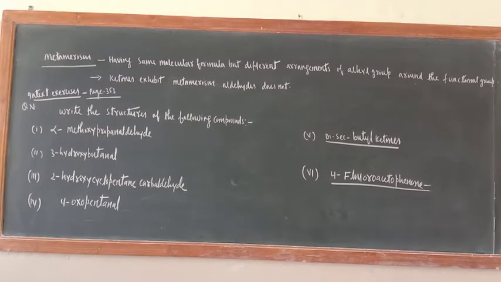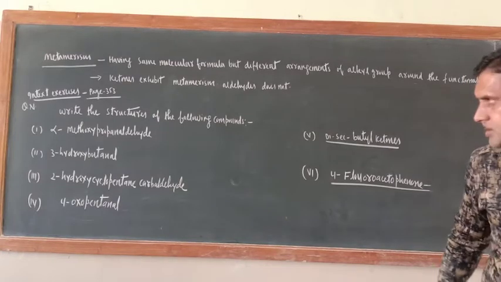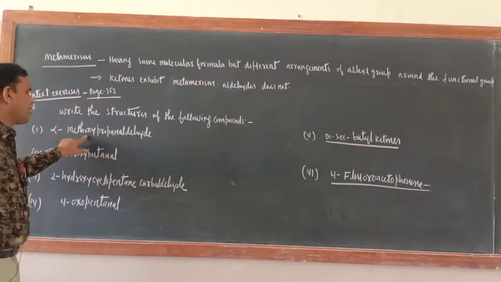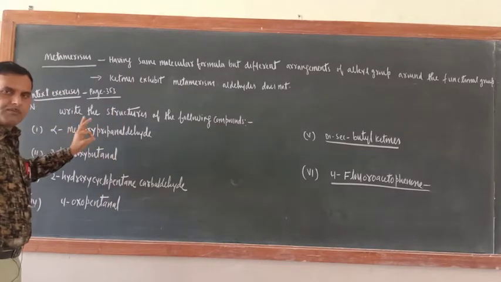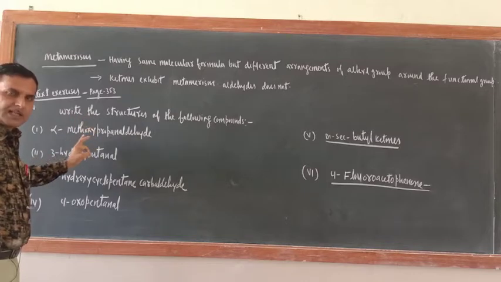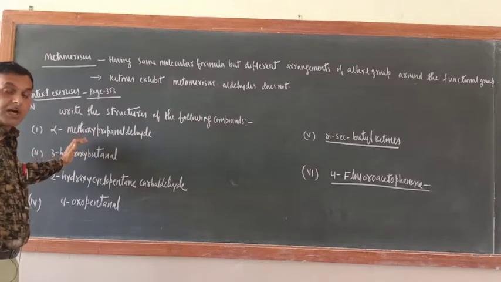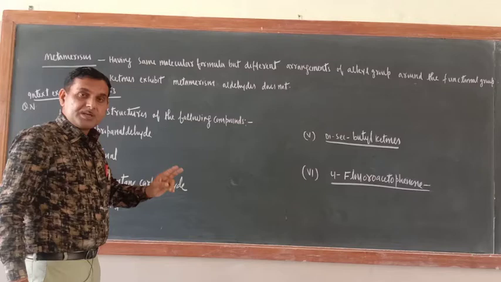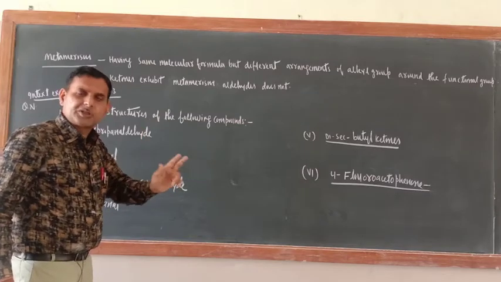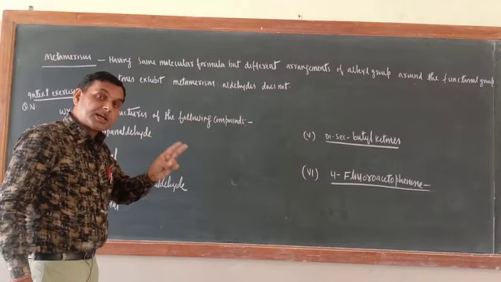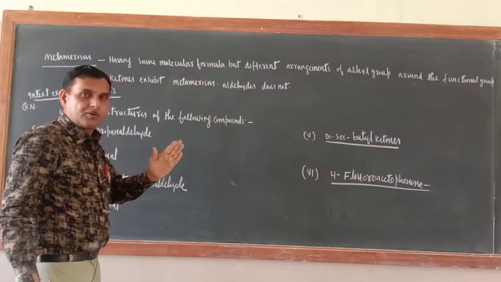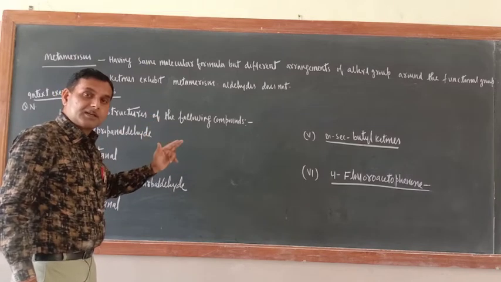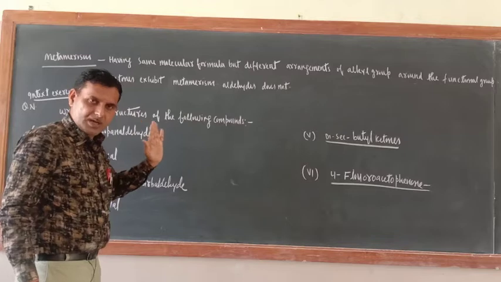So see the structures of the following compounds. Just see what is written here. Alpha methoxy. Alpha, beta, gamma, delta: this is a Greek nomenclature system. They are not IUPAC nomenclature, but you should have an idea. What is the meaning of alpha? It means the nearest carbon atom from the functional group carbon atom. That is known as the alpha carbon atom. Second one is beta, third one is gamma, then delta, and so on.